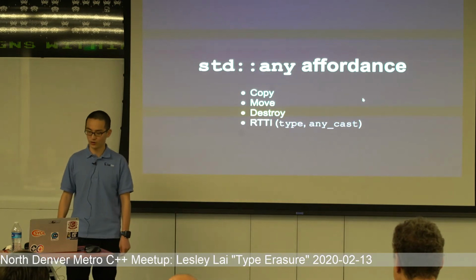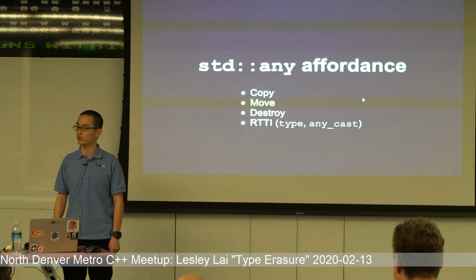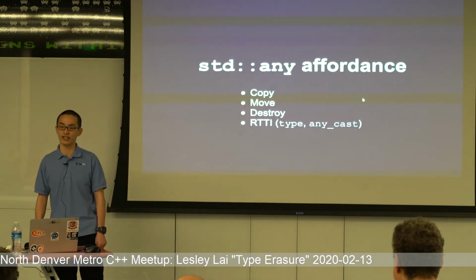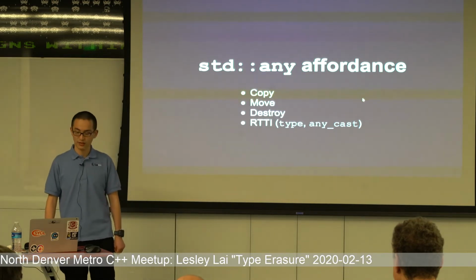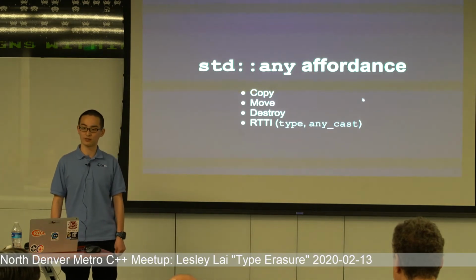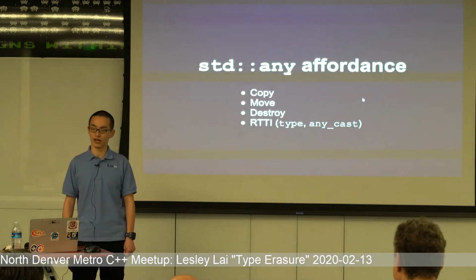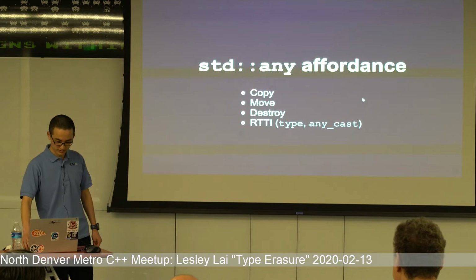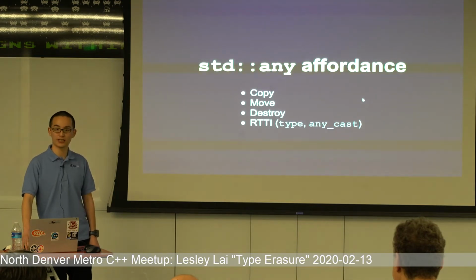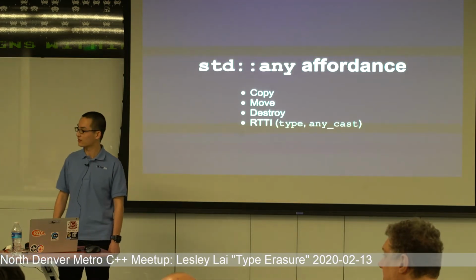So std::any has several affordances: copy, move, destroying, and getting RTTI information. Copy and move are kind of optional, so they are guarded by some SFINAE code. If your object doesn't implement copy or move, that's fine. That's why any can basically contain anything, because the only real requirement is destroying, which every object can do for itself, and RTTI.